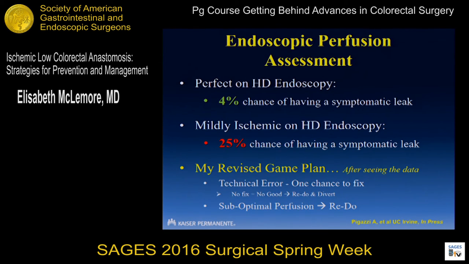So my revised game plan after seeing all of this data is that technically I still get one chance if there's obviously a staple line defect: suture closure, test again, no good, redo and divert. But if there's suboptimal perfusion, I now redo the anastomosis, or at least that's my game plan. Thankfully, I haven't had to redo it yet since I changed my game plan, but I'm sure it's in my near future.